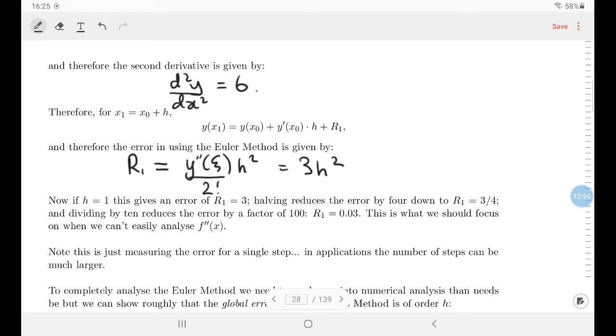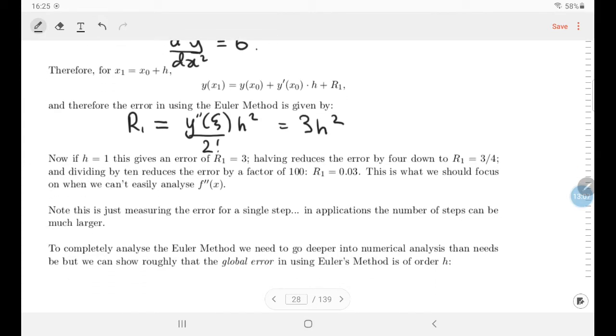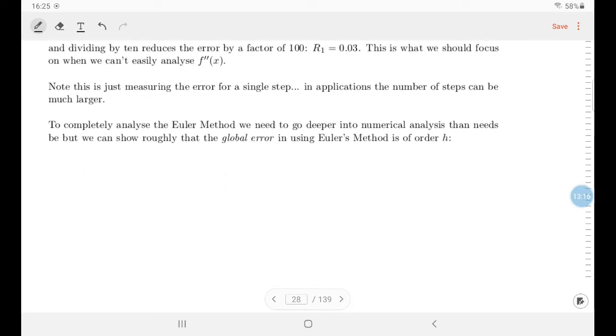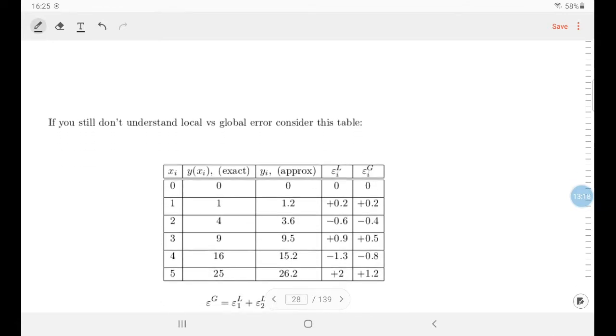So we should focus on really just that it's a multiple of h squared rather than the fact that the 3 isn't so important. So the issue is, this is just measuring the error for a single step. And of course, we're going to do multiple steps. We're going to be interested in the global error.